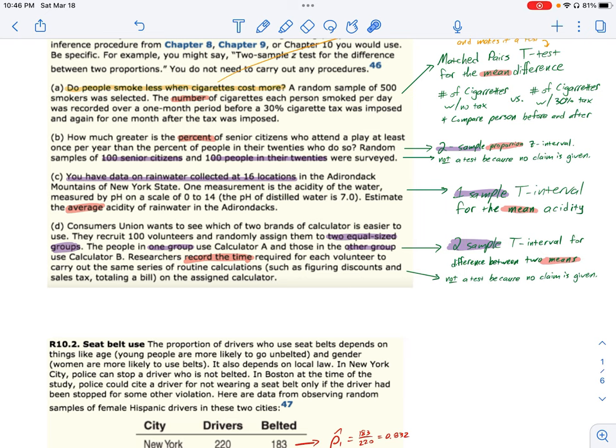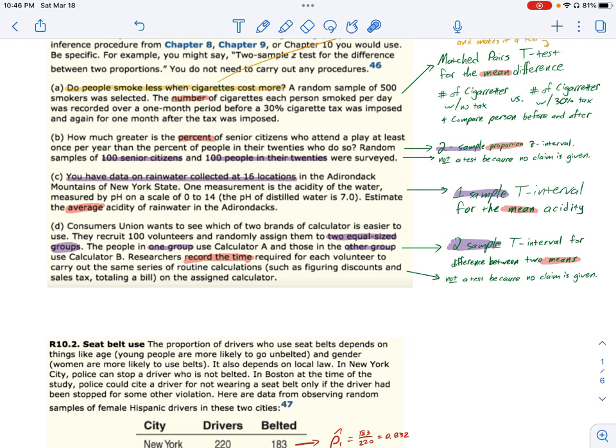It is an interval. Again, if you keep reading here, it's not telling you or asking you to check anything or confirm a claim of any kind. It just says there's acidity of water and estimate the average acidity of the rainwater. That's it. So average again is a mean. So it's a T. T's are for means.